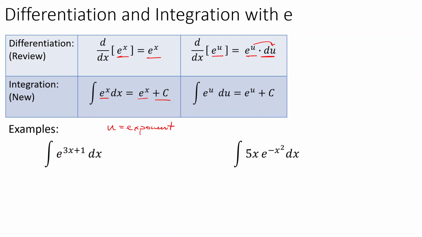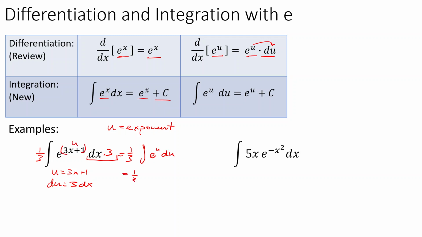So for instance, here's the first one, e to the 3x plus 1. We could say u equals 3x plus 1, and then du equals 3 dx. So this needs a 3. We cancel it out with a 1/3. So this gives us 1/3, the integral of e to the u du. All this was du. All this right here is u, so e to the u du.